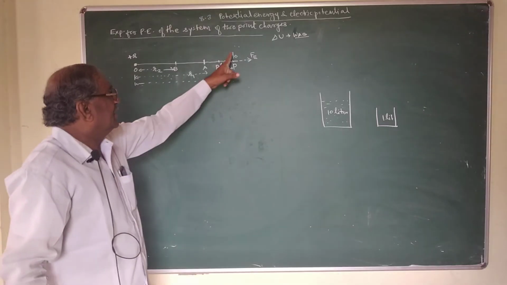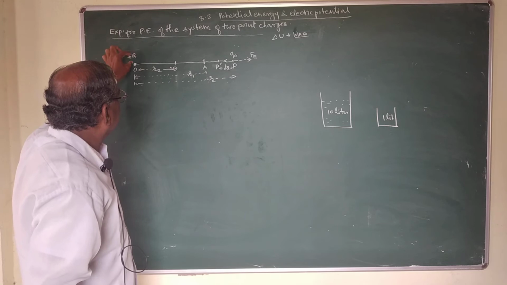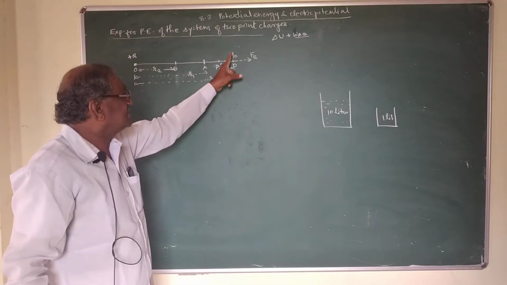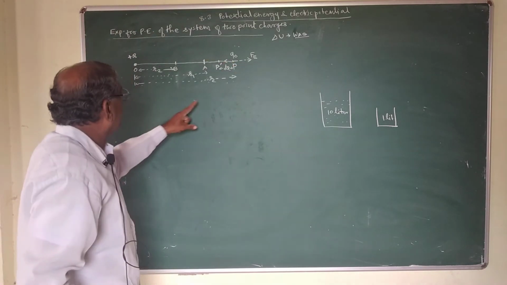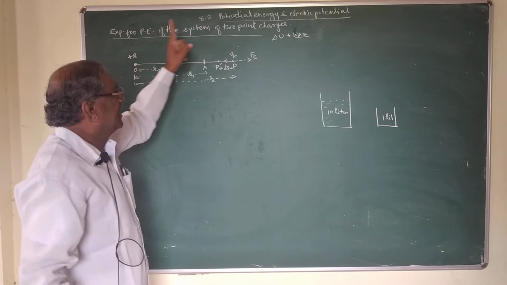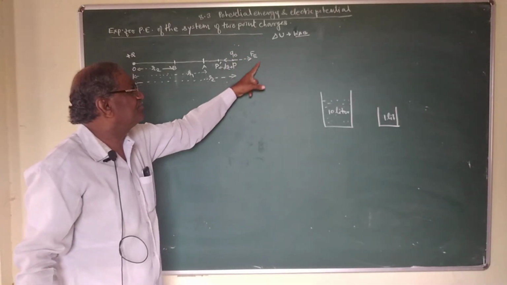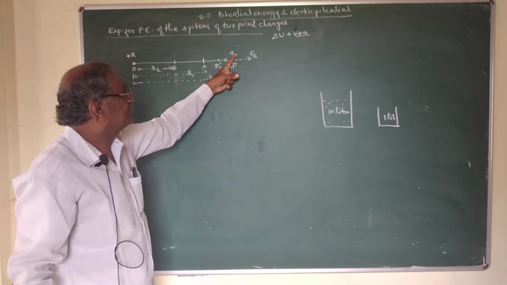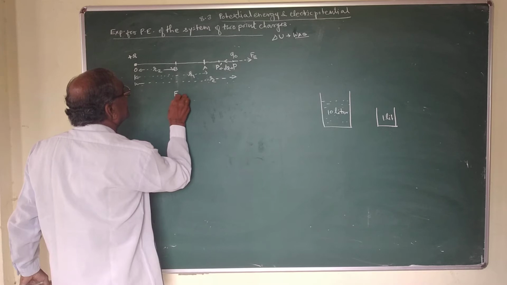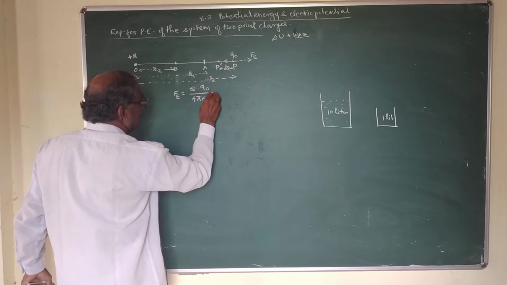To find the amount of work done from A to B on this Q0 charge, first we consider that Q0 charge is placed at point P, at distance R from the source charge Q at point O. If we place Q0 charge at point P in the electric field of plus Q charge at point O, what happens? According to Coulomb, this Q charge repels this Q0 charge at point P with some force. And this force of repulsion acting on Q0 charge at point P due to Q charge is given by Fp equal to Q into Q0 upon 4 pi epsilon naught R square.